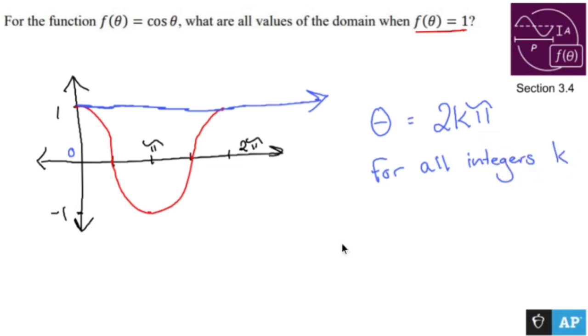k. So if k is 1, 2 pi makes sense. If k is 0, 0 makes sense. If k is -1, that makes sense because it's -2 pi. So any integer k, theta, is going to be a possible answer because it's periodic and it repeats itself. So there you go.